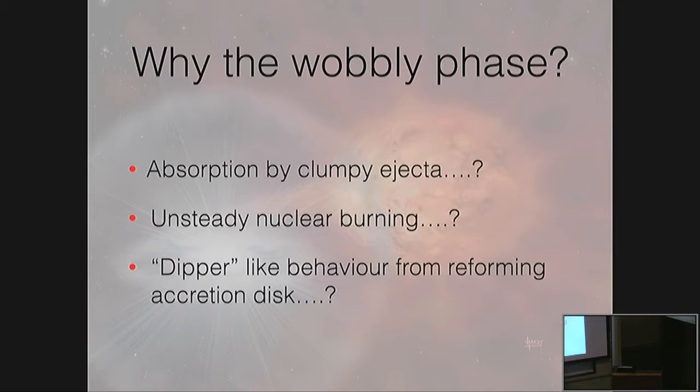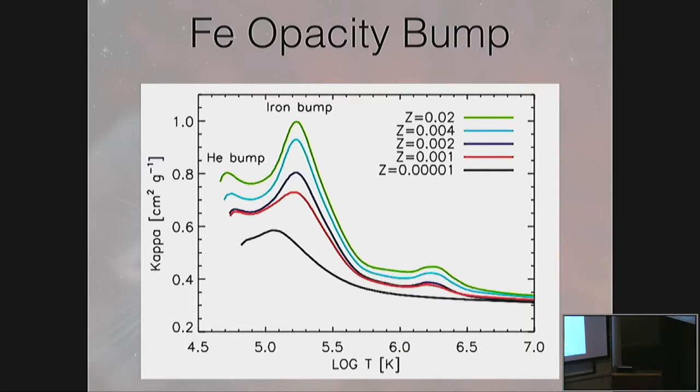So somewhere I had this feeling that it must be something to do with radiation hydrodynamic simulations of massive stars. And he started talking about the iron opacity bump. And then I thought, damn it, that's what's going on. It's the iron opacity bump.